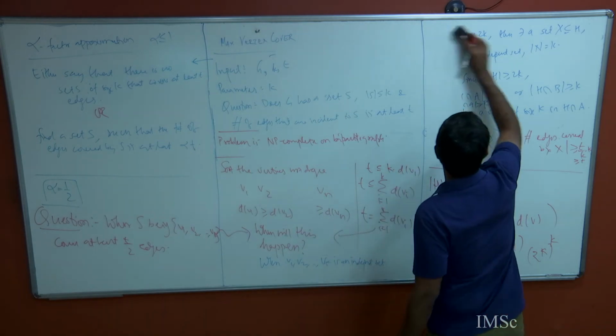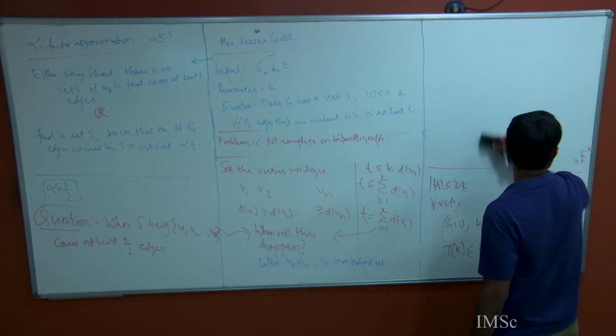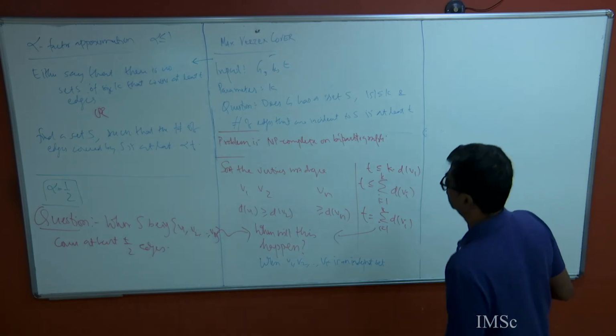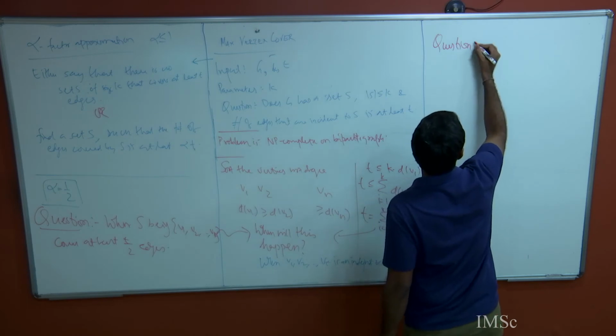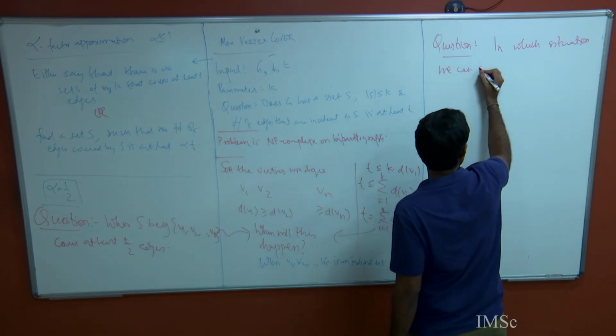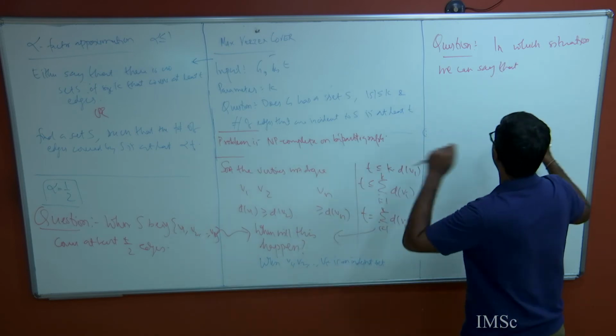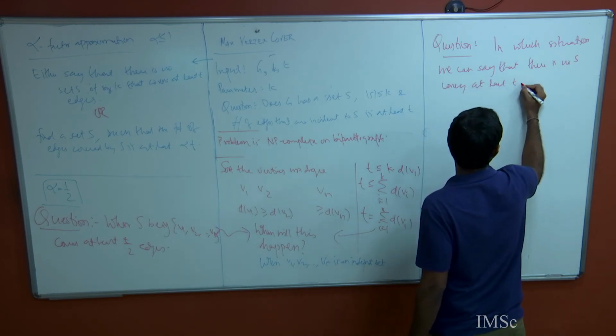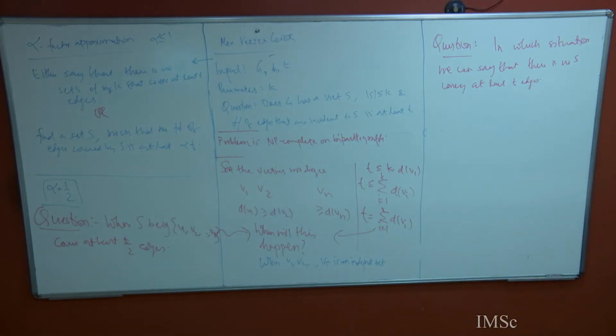Another question that I want to ask: in which situation can we say that there is no S covering at least T edges? Answers are all on the board. So that we can conclude some factor approximation for the independent set of edges. If every vertex has degree strictly less than T by K, then you can conclude it.